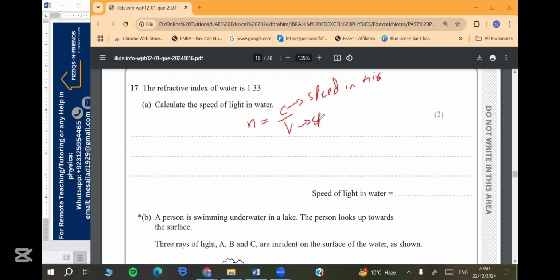And this is speed in medium. Okay, and medium here is water. So refractive index for water is 1.33, and speed of light in air is 3 into 10 to the power 8. And from here, v is equal to, I need to calculate. And while calculating, I get 2.26 into 10 to the power 8 meters per second.